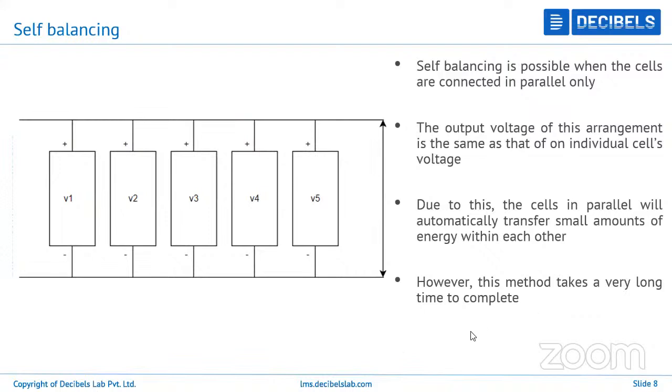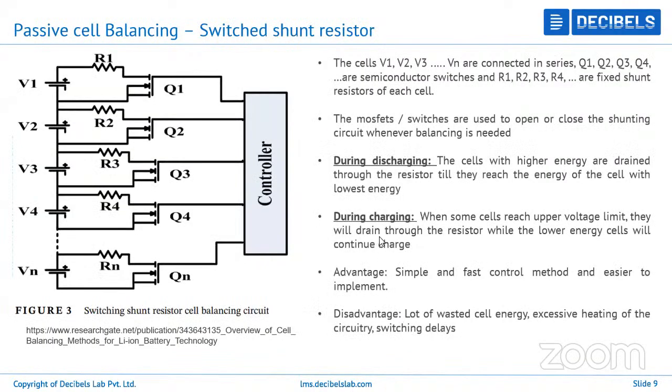So why is it not possible in series? It's not possible in series because the voltages would be added up and they would not be the same in the circuit. So self balancing is a very basic way, but again it is not really used. In its current state, it is not being used. However, this was implemented many years ago, but it proved to be very slow.